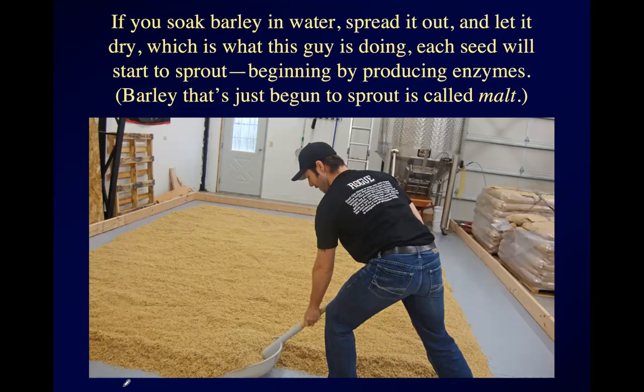That starch has to be broken down into sugars before the barley seed can use it to start growing. So the first thing each seed does is start cranking out enzymes. And by the way, when barley has just begun this process, we call it malt. So this is barley grains in the middle of the malting process.